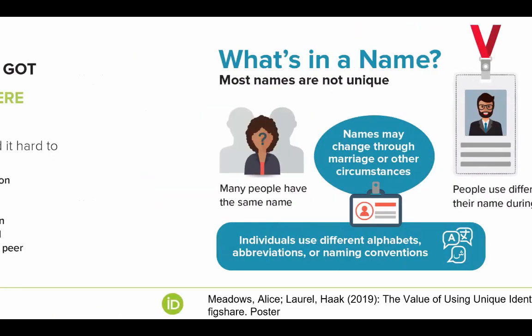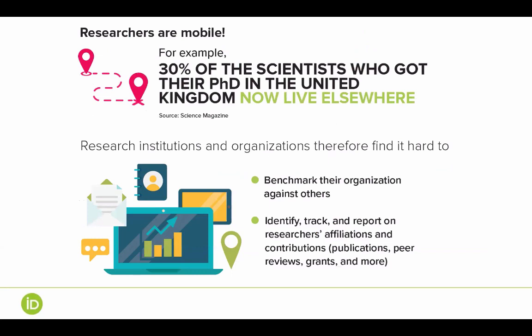And owing to the fact that researchers are mobile, for example, 30% of the scientists who got their PhD in the United Kingdom now live elsewhere. Researchers move around, so for research institutions and organizations, it's quite hard to benchmark their organization against others. You need something more concrete, an identifier to help you identify researchers and their works, especially about affiliations and contributions, because they move around.